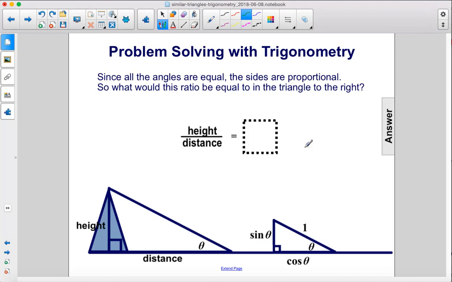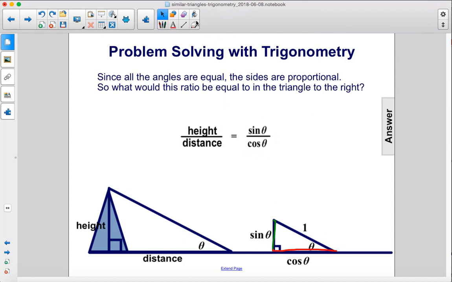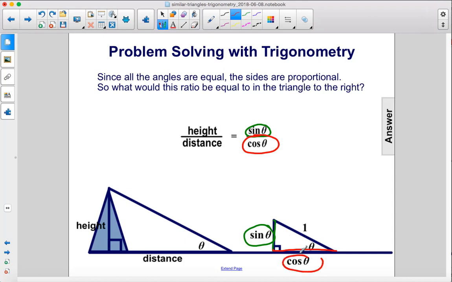So what would this ratio be equal to in the triangle to the right? Height over distance would be height over distance. So that is sine over cosine, because we have sine here and cosine here.